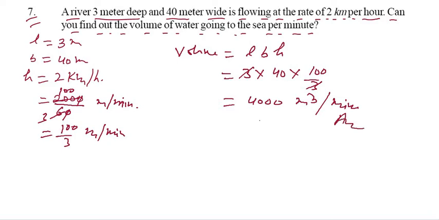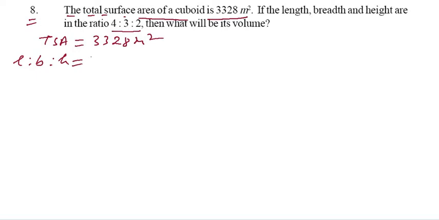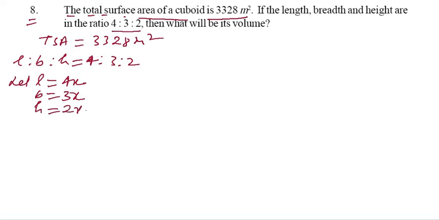So that will be your answer. Now come to the 8th question. The total surface area of a cuboid is given here. So you can say TSA of cuboid is 3328 meter square. The length, breadth and height are in the ratio L:B:H = 4:3:2. So let L is equal to 4x, B is equal to 3x and H is equal to 2x.